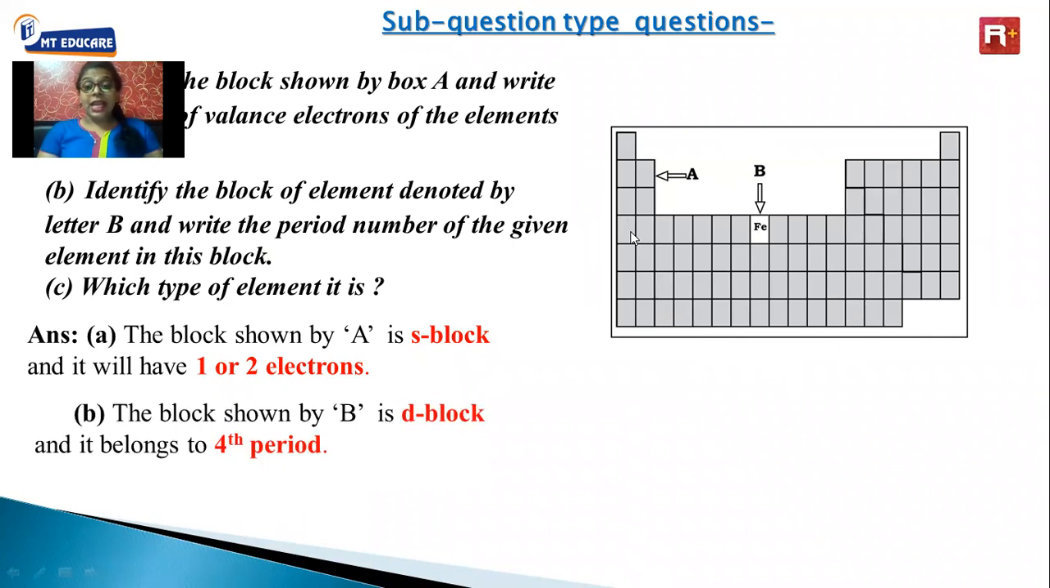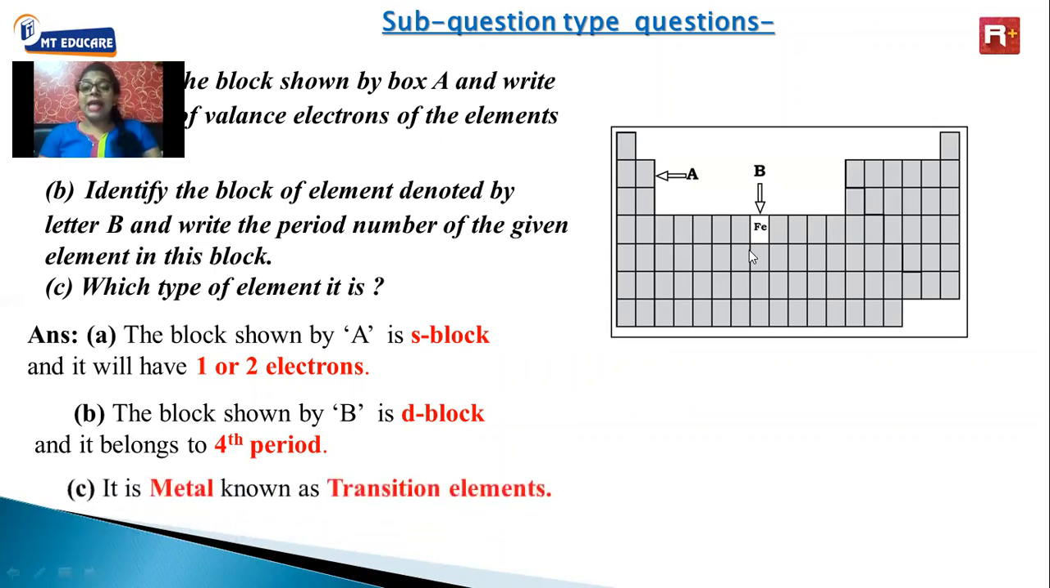Okay, fine. Last question: which type of element is it? This is exactly about the letter B, as asked before. So which element is it? It is iron. They have asked which type of element. Type of element means, is it a metal, a metalloid, or a non-metal? So iron, as we all know, is a metal, known as a transition element. As we know, the elements in the D block are called transition elements. So you need to answer like this. This is a 3-mark question, 1 mark for each question.